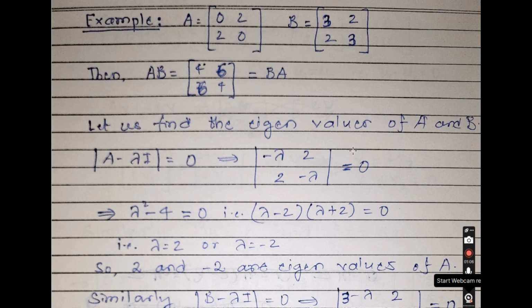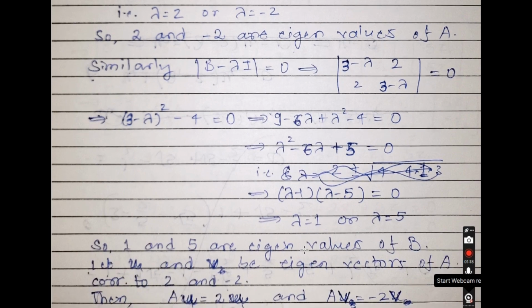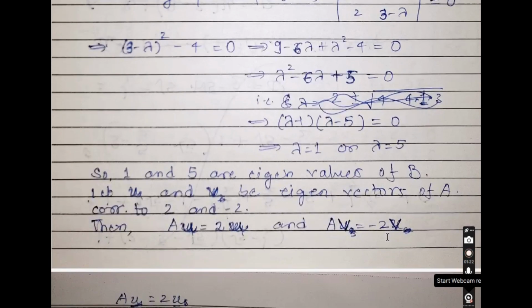Let us first find the eigenvalues of A. Like this, we get the eigenvalues as 2 and minus 2. Then similarly, the eigenvalues of B are 1 and 5. So 2 and minus 2 are the eigenvalues of A, and 1 and 5 are the eigenvalues of B. Now suppose U and V are the eigenvectors of A corresponding to 2 and minus 2. Then the equation will be AU equal to 2U.